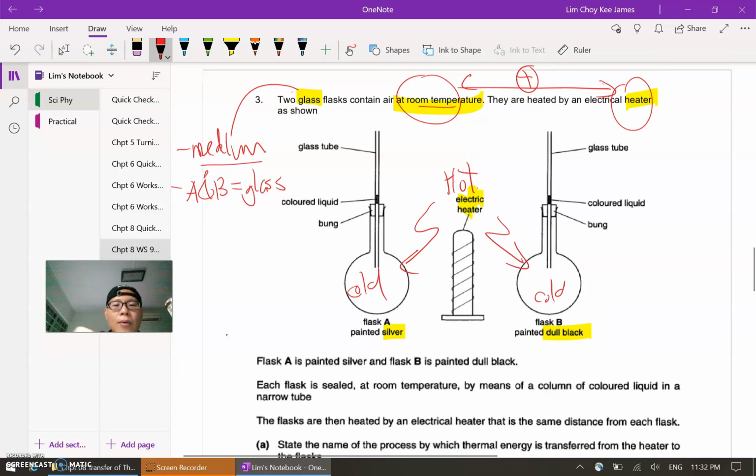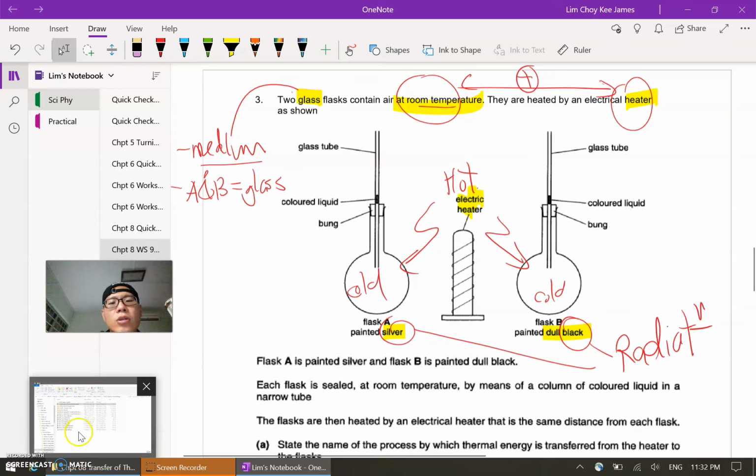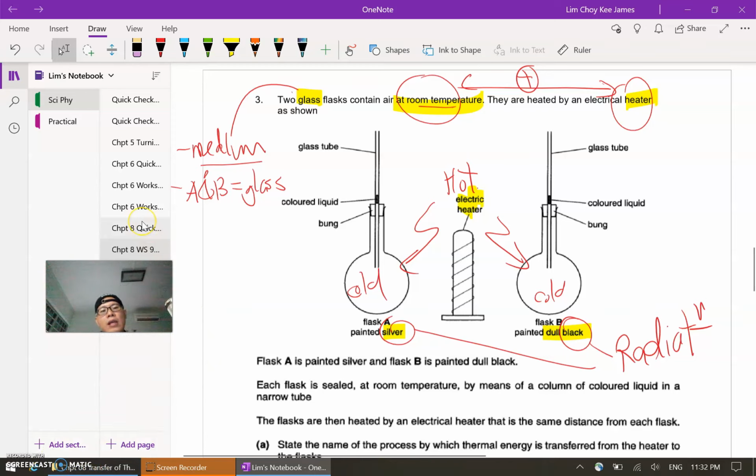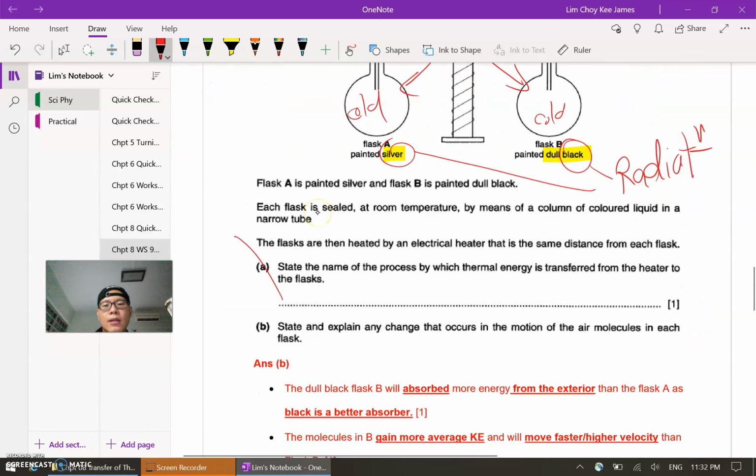Likewise, when we talk about silver, we talk about color. Silver, dull, black, all these things, we have colors, we have texture. We only look at one particular mode of heat transfer, which is radiation. Once you analyze the question, you will find that the questions here generally require the students to focus their attention on radiation, which is why the first answer here, state the name of the process involved, will actually be radiation.